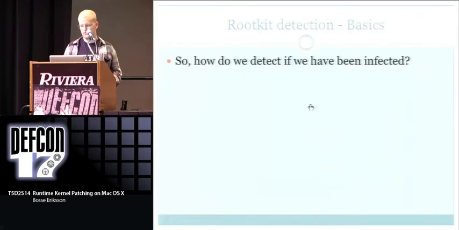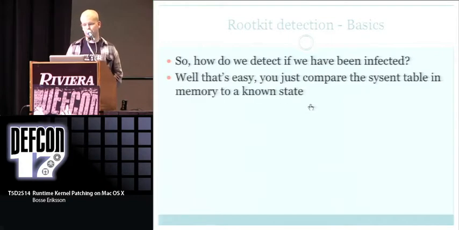So, detection. Well, how do you detect these things? Like if you've been infected. It turns out it's pretty easy. You just compare the sysentry table in memory to a known state, right? But I think everyone in here knows that that's just not the case every time, because there's like a million ways to bypass this comparison.